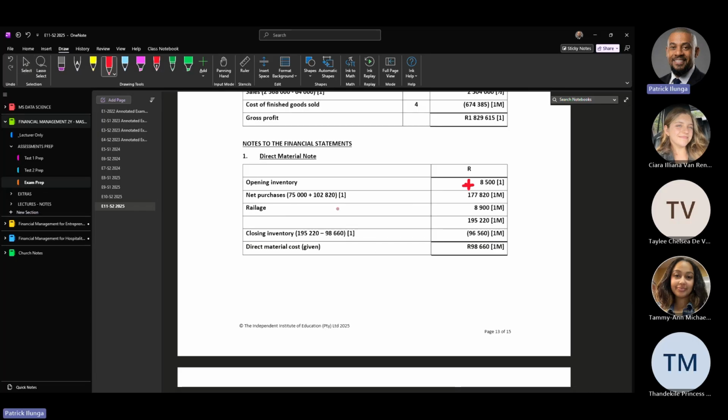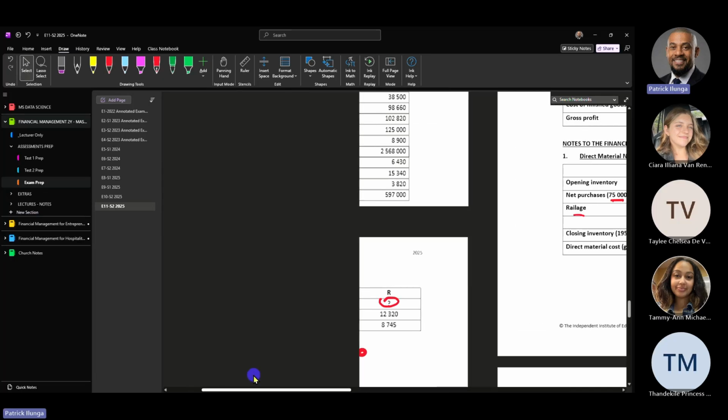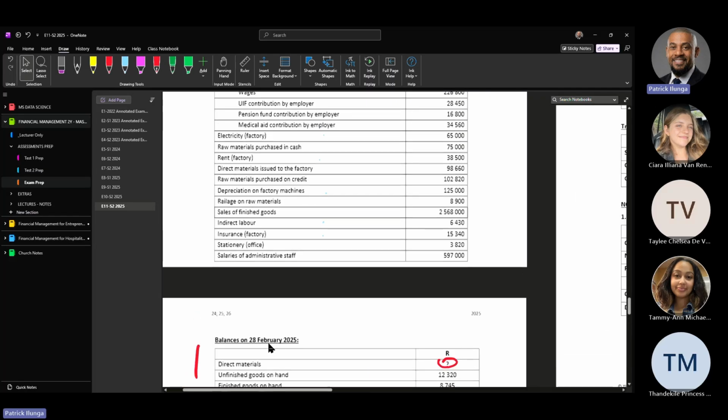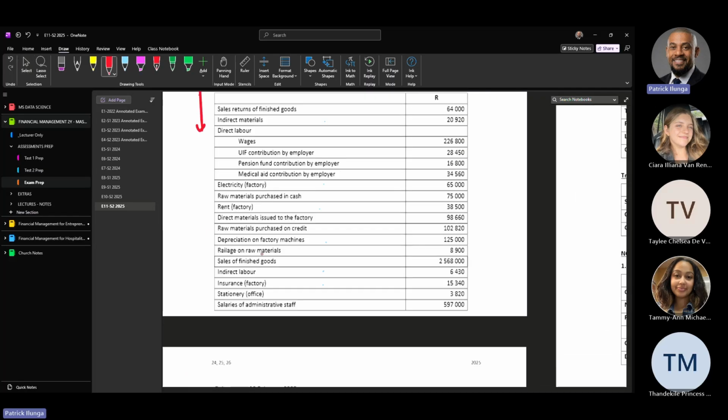All right? You can see what took place. This is the opening balance. This is what took place, because remember, we have the net purchase. We purchase material, and then we have the railage. You have to add everything that is freight, railage, and all that. So railage on raw material needs to be added to raw material purchase. So this is direct material.